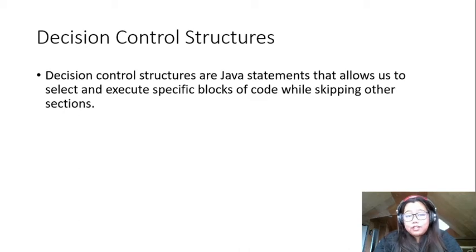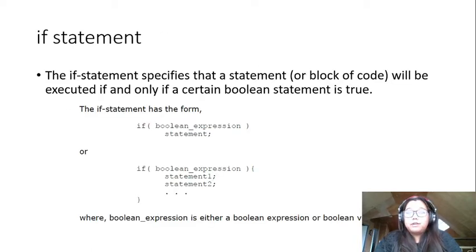So basically, decision control structures are Java statements that allow us to select and execute specific blocks of code while skipping other sections. Okay. So first thing is we have the if statement. You're going to use this if you have a decision that is answerable by yes or no. Basically, the if statement specifies that a statement or a block of code will be executed if and only if a certain Boolean statement is true.